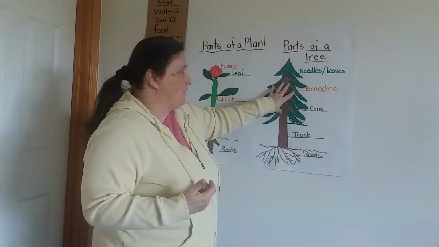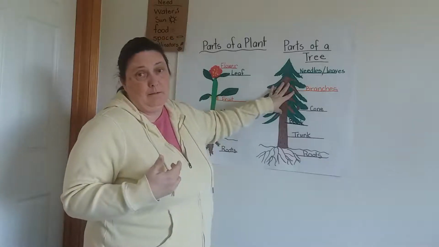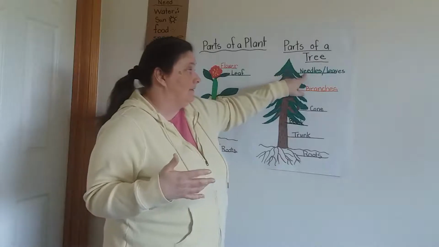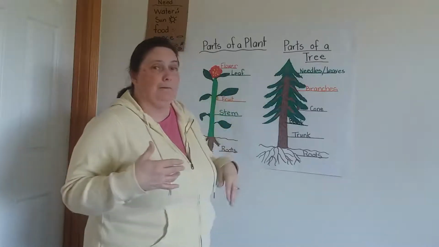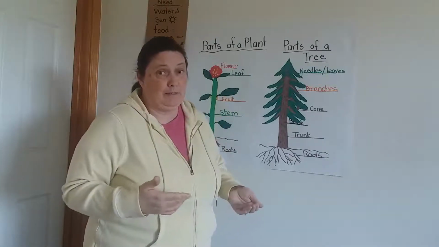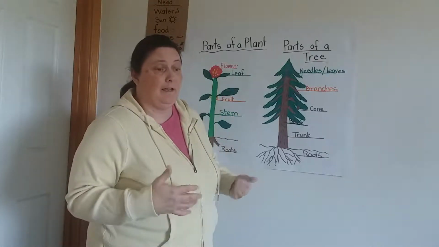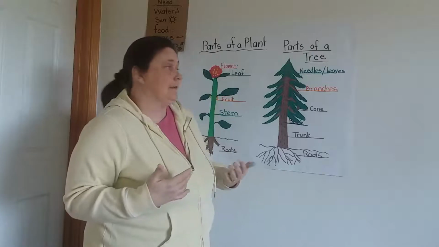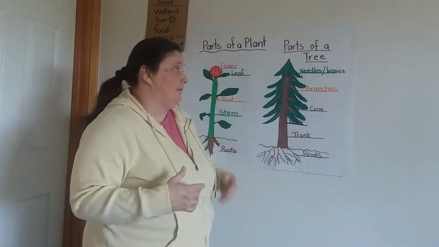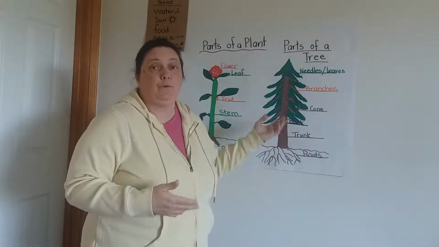So as they take the water and nutrients out to the branches and to the leaves, or the needles in this case, just like the leaves on the plant, they will undergo photosynthesis. It will use carbon dioxide, the sunlight and the water and nutrients to make food for the tree.